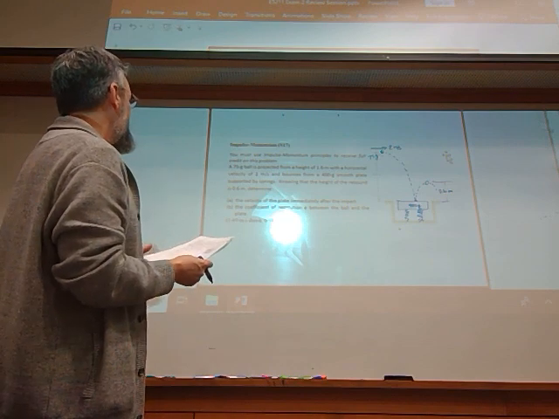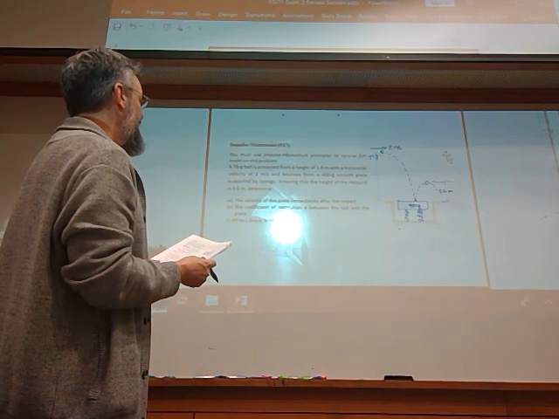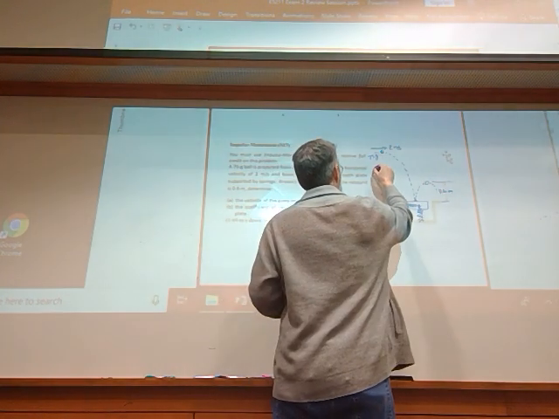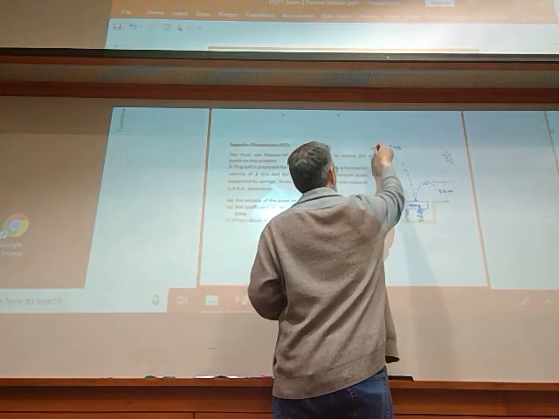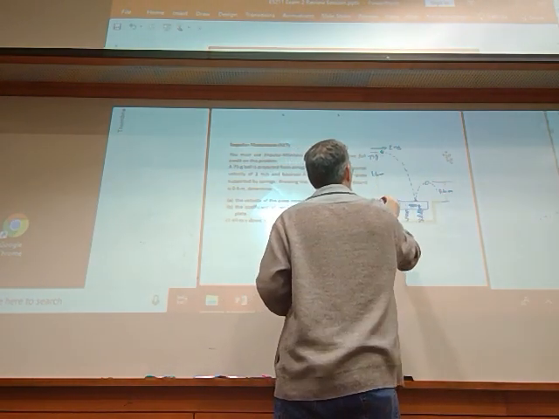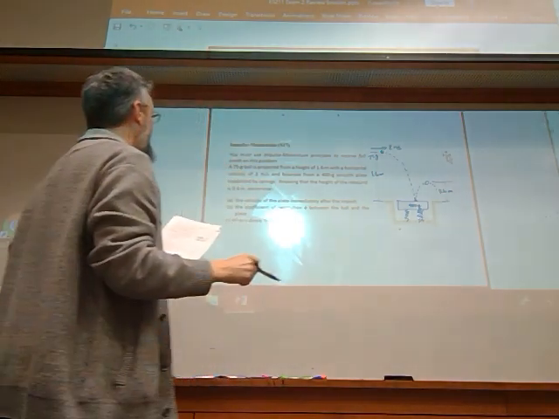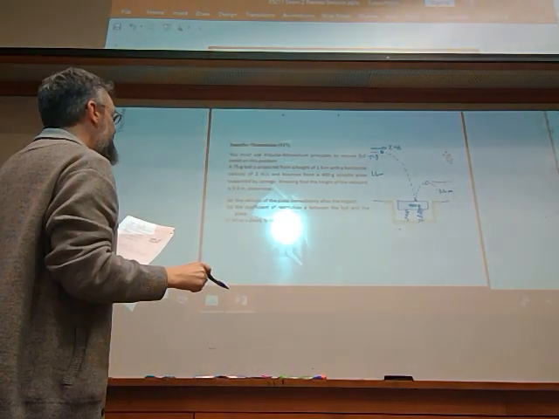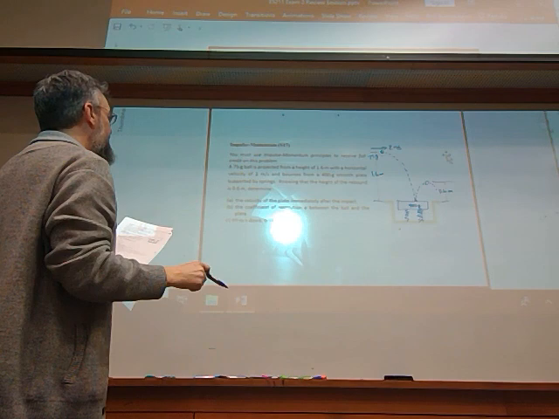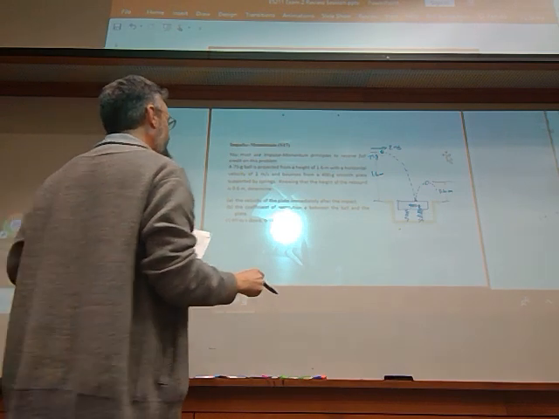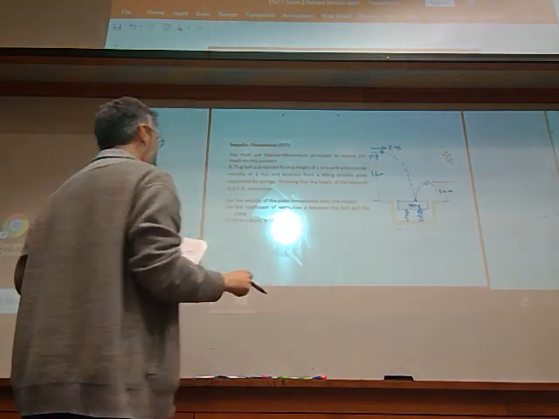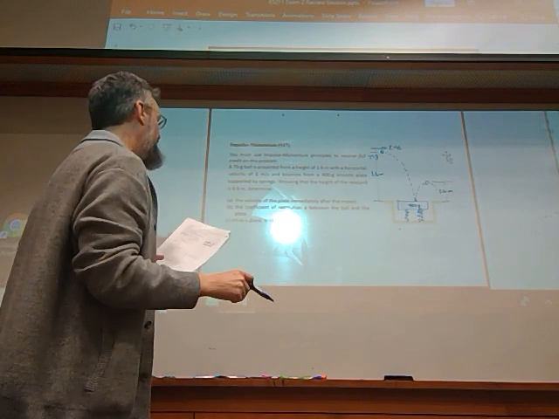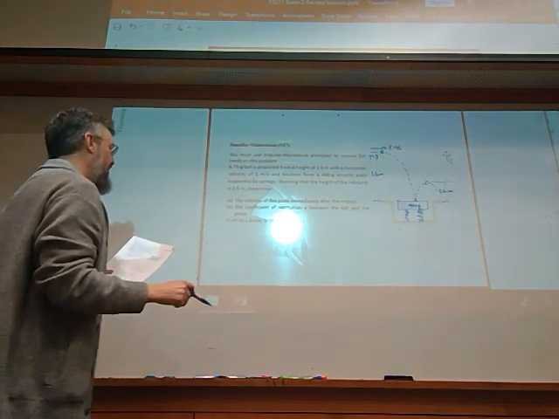So the ball is projected at a height of 1.6, so there's 1.6 meters right here, and it bounces and rebounds to 0.6 meters. We want to find the velocity of the plate immediately after impact. We want to find the coefficient of restitution between the ball and the plate.